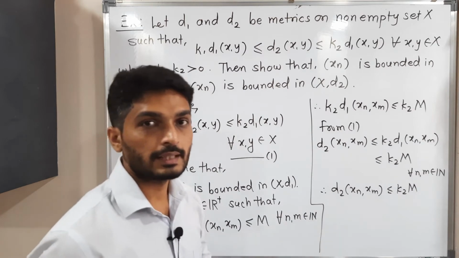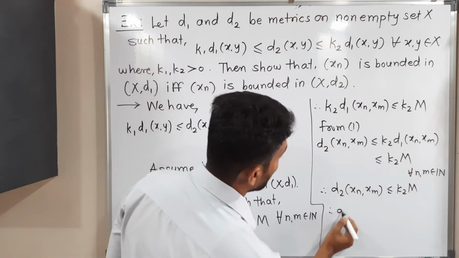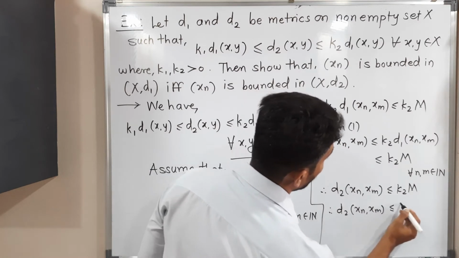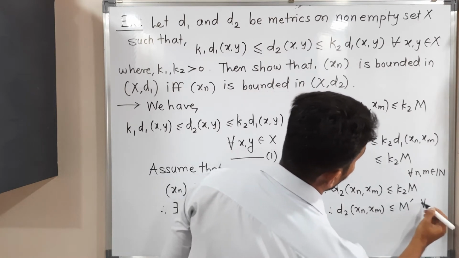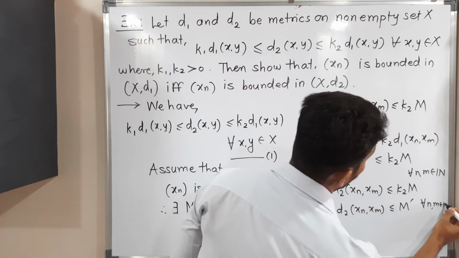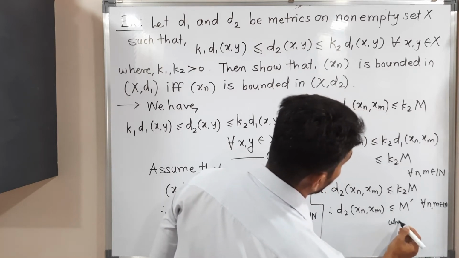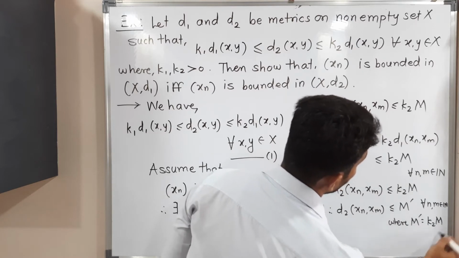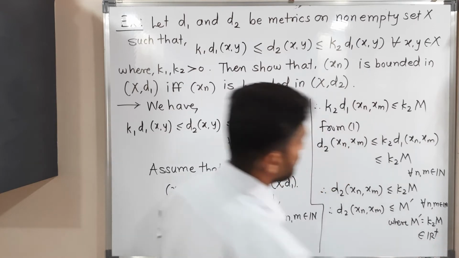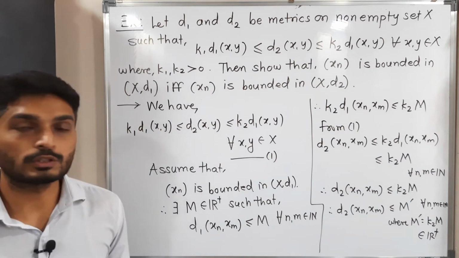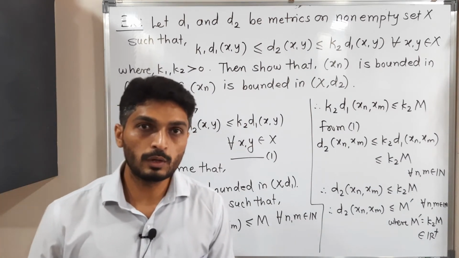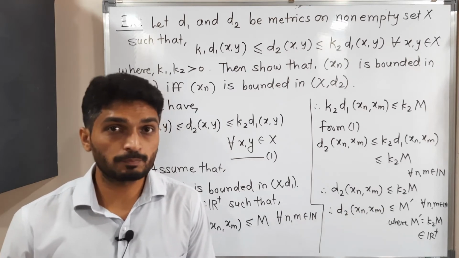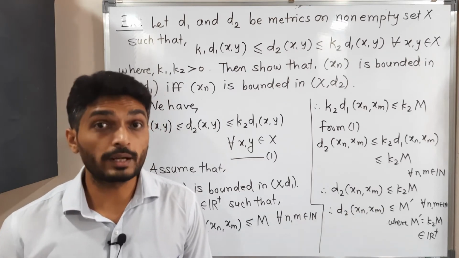I will call it m dash. So therefore d2 of xn, xm is less than or equal to m dash for all n, m belongs to the set of natural numbers, where m dash is k2 m, which is again a positive real number. Since k2 is positive, m is positive, the product of these two is also positive. So therefore d2 of xn, xm is less than or equal to m dash, right? So this is the definition of a bounded sequence.